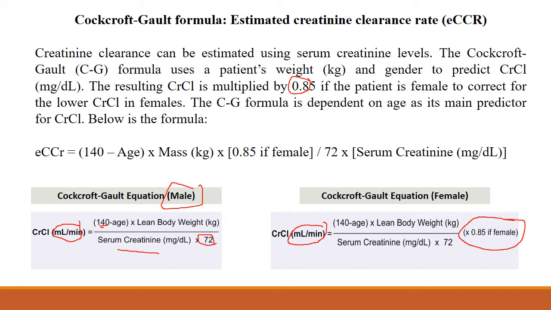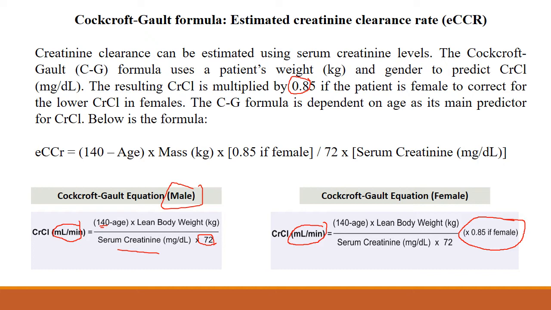So you have there the 140, that is a standard value for our Cockcroft and Gault equation, minus the age, times the weight of the patient or lean body weight of the patient in kilograms, divided by the serum creatinine in milligrams per deciliter times 72. Okay, so that is how you are going to get the Cockcroft-Gault equation for a male patient.